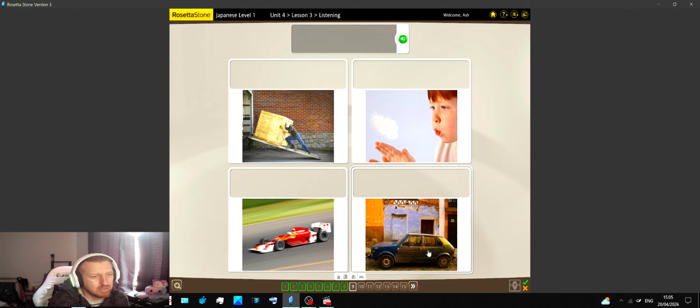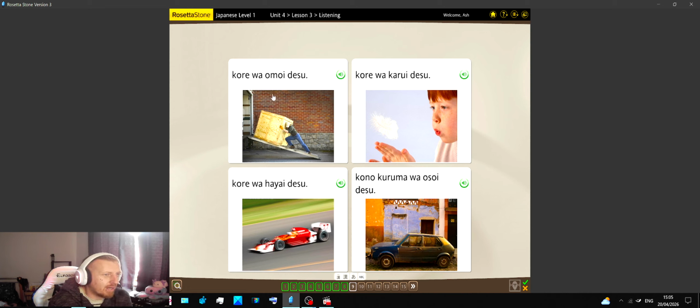And this car is slow. So, it's heavy. Or that is heavy. This is light. This is fast. And this car is slow. So omoi is heavy, karui is light, hayai is fast, and osoi is slow.